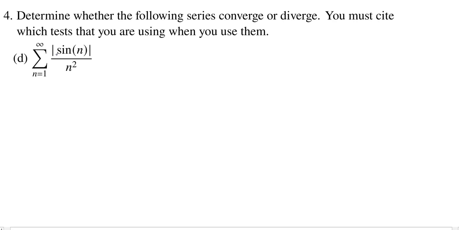So we've seen several times in class that when we get a sine of n or cosine of n, it's a really good idea to put some bounds around it, right? To estimate this, get rid of it, right? Our goal is to use the comparison test.